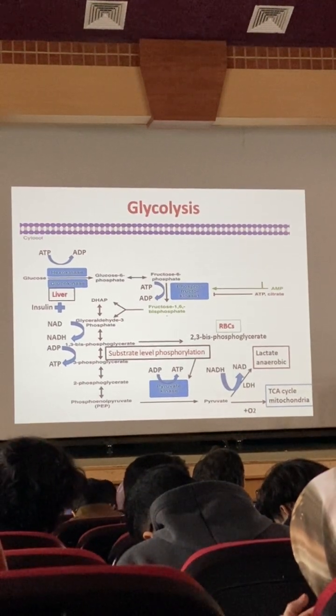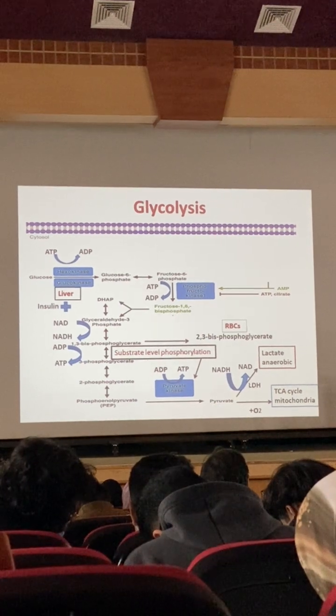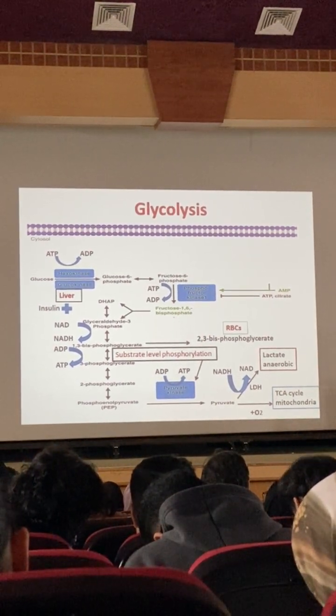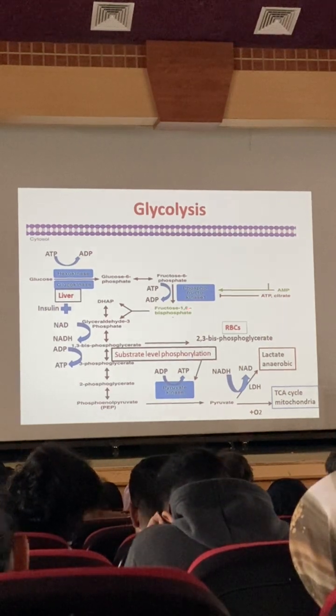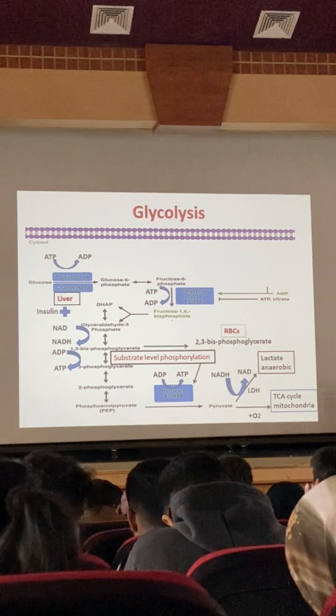Again, the TCA cycle. I will explain why citrate will shut down PFK1. But just remember, citrate will shut down PFK1. Okay, so this is the second important enzyme. We said the first and third steps are very important.